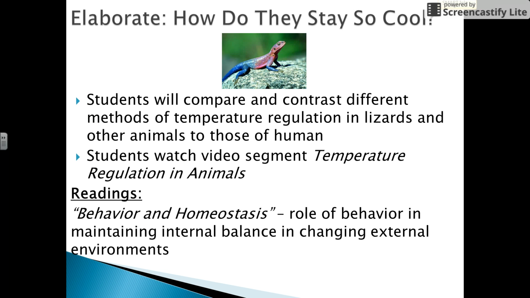The elaborate activity, How Did They Stay So Cool? Students compare and contrast different methods of temperature regulation in lizards and other animals. This reading highlights the difference between ectotherms and endotherms. There are video clips that go along with this activity called Temperature Regulation in Animals. And there's also a reading in the text called Behavior and Homeostasis, examining the role of behavior in maintaining internal balance.